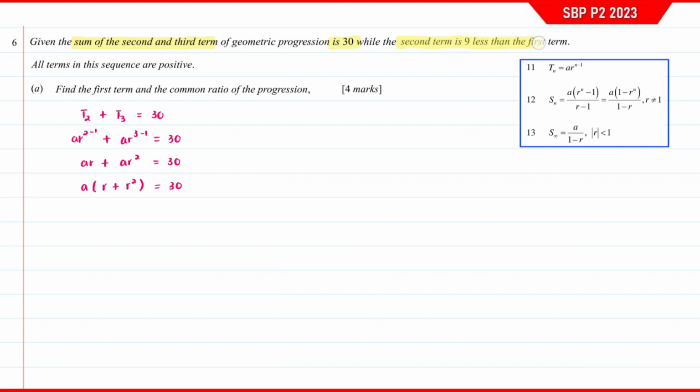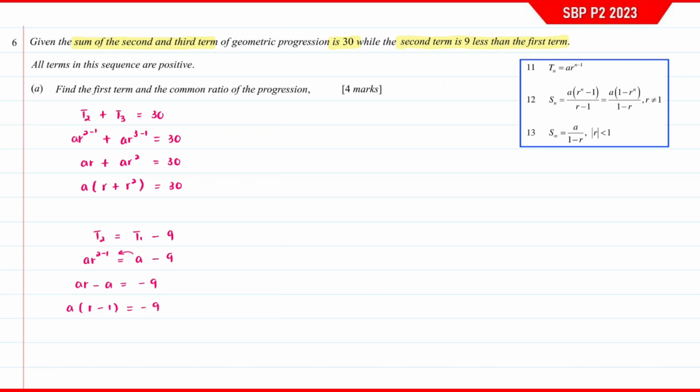Based on the other information, we can write T2 is equal to T1 minus 9. Again, T2 we can substitute as ar^(2-1). T1 is the first term, so it's just going to be a. So move the a to the other side: ar minus a is equal to negative 9. Again, we can factorize this: a(r minus 1) is equal to negative 9.